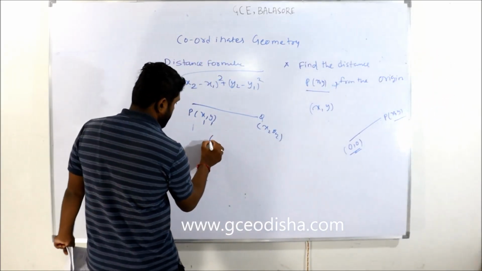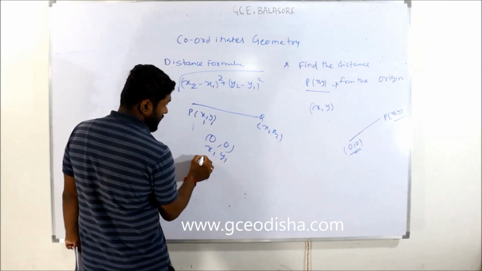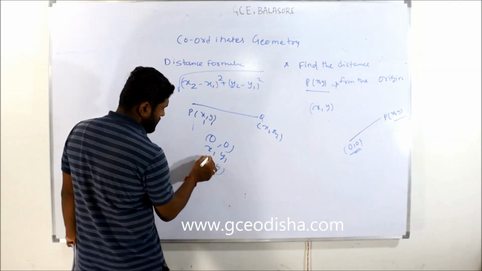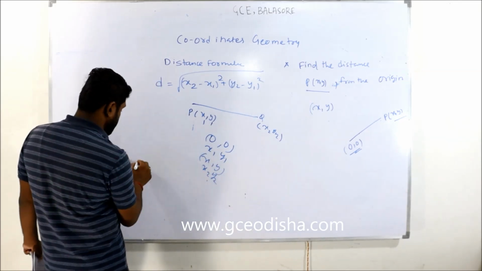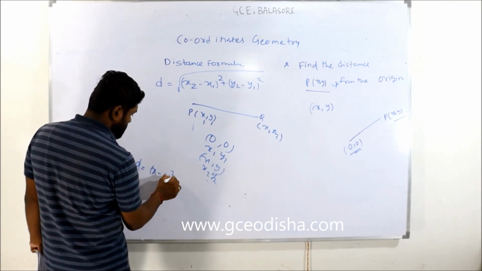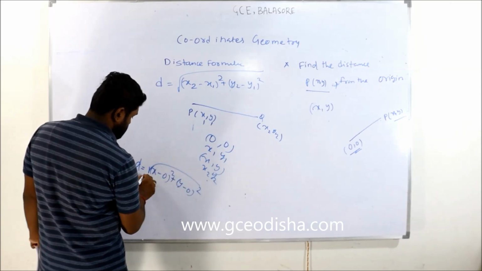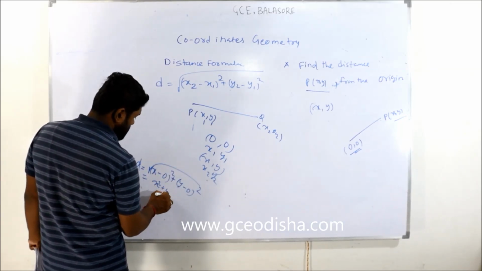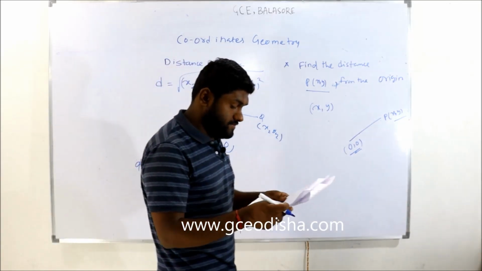Let's take one point as (0, 0), that is x1, y1, and another point as (x, y), that is x2, y2. Then according to the formula, d is equal to the square root of (x minus 0) square plus (y minus 0) square, that will come to the square root of x square plus y square. We can find that directly from the formula.